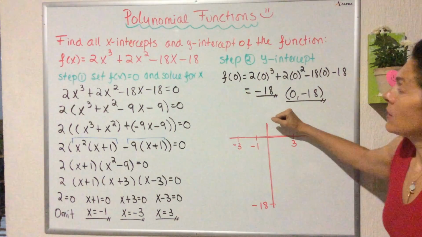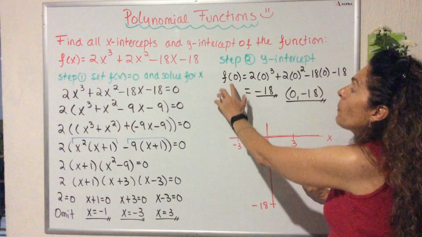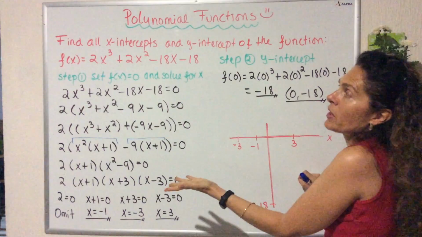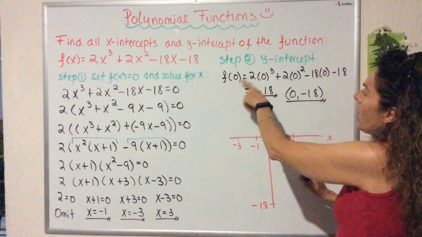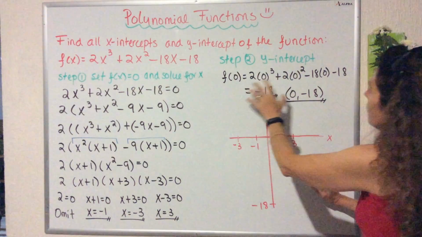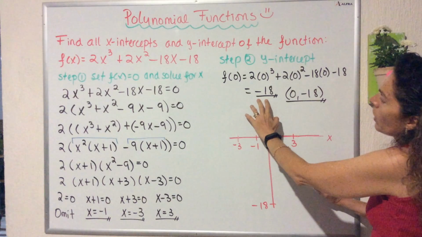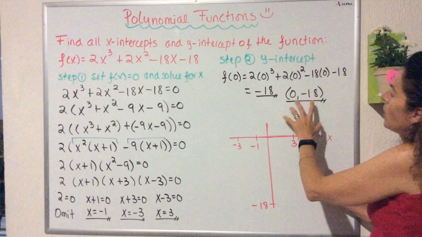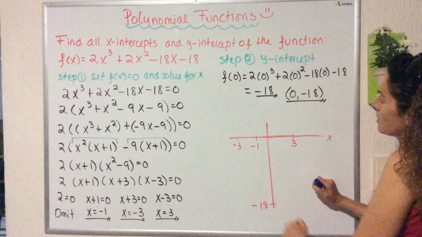We have to find the y-intercept. And to get it, we are going to evaluate the function at 0. So when x equals 0, y equals what? So we substitute x by 0 in all the places where x appears. And then I get that y equals minus 18. So the y-intercept is at the point 0, minus 18.